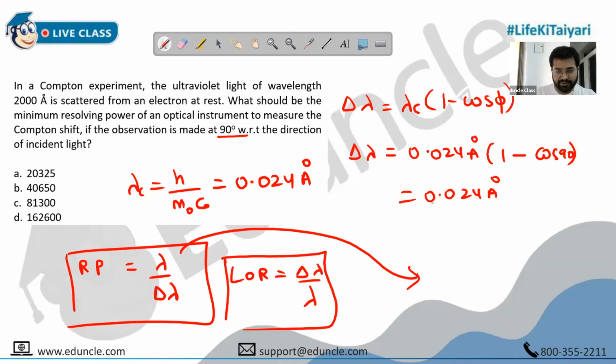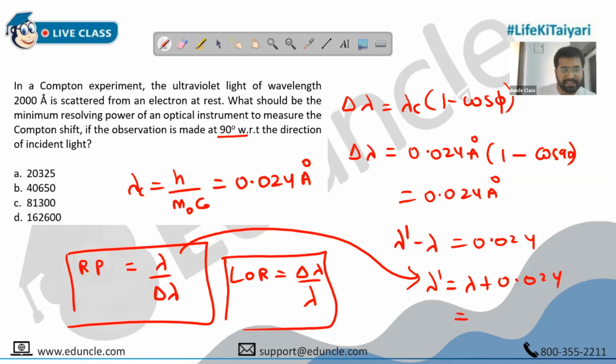Yes, good observation, absolutely. But okay, let's do that too. Yes, absolutely. So lambda dash minus lambda is 0.024. But let's see if using that we are getting the correct answer or not. Our answer will still be correct anyway. So lambda dash will be equal to lambda plus 0.024. What is the original lambda? 2000. So 2000 plus 0.024.